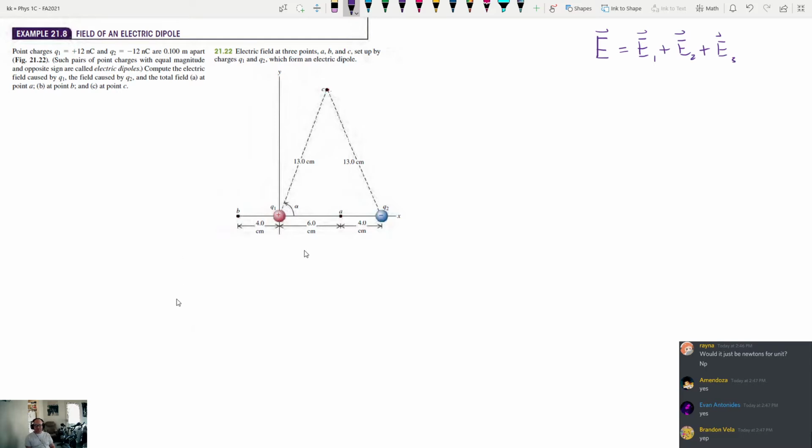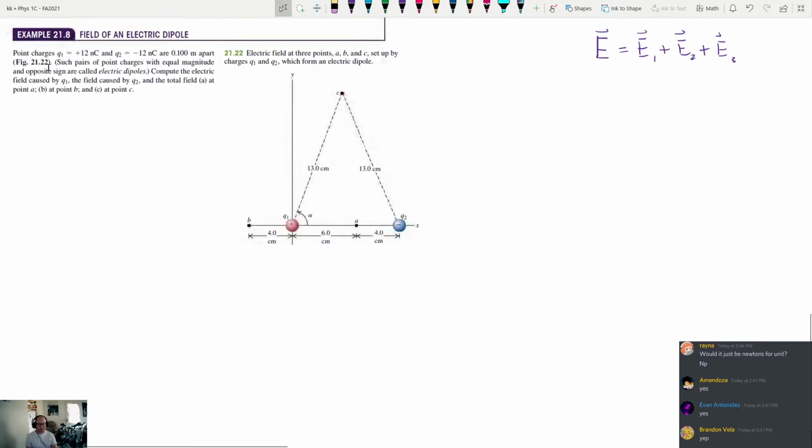Alright, so here's a question that's from your textbook. Do I need to make it bigger, or can you read this okay? Make it just a little bigger. Can you all read the words? I guess it depends on how big your screen is. Hopefully you can read it.